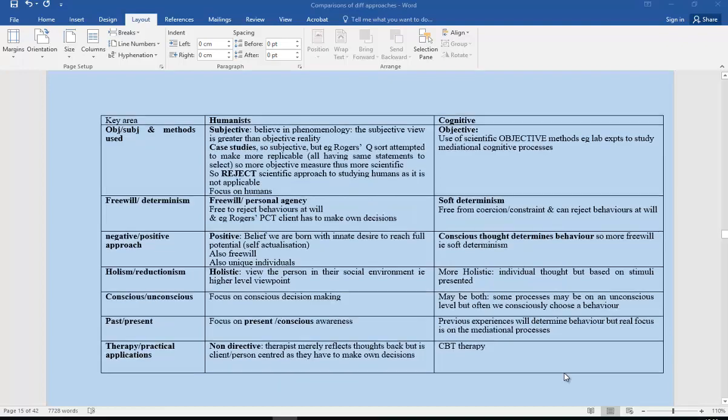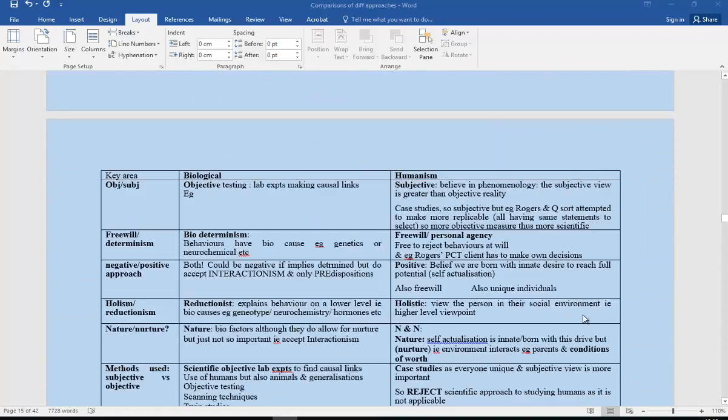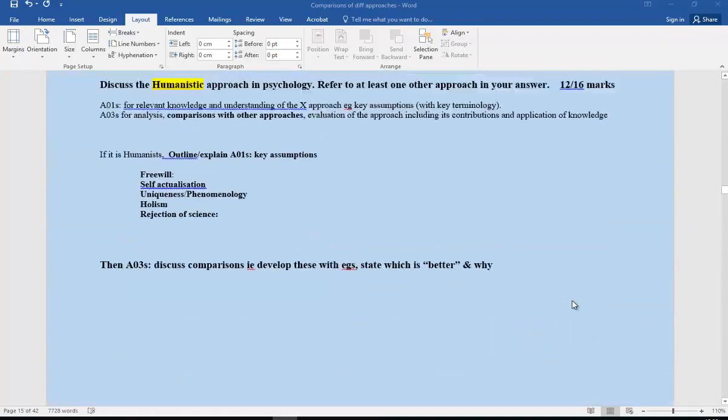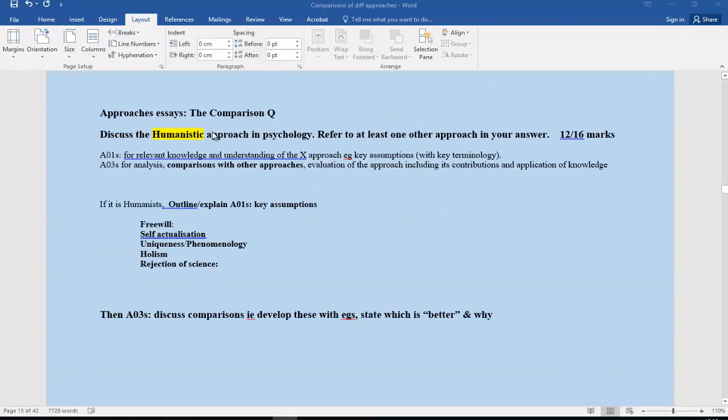Okay, so if we just recap, go back up to our key title again, key essay. All right, so you would have discussed key assumptions of humanism, and then using those comparisons, depending on which approach you're going to use. It may be that they specify one. If not, pick one that you find easy to manipulate with that information.